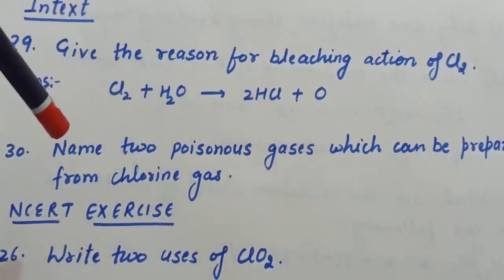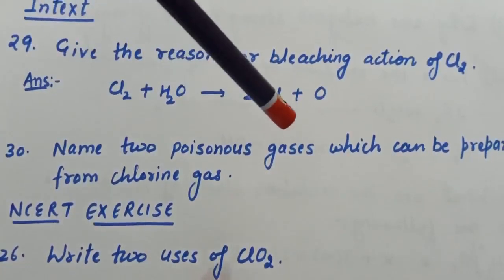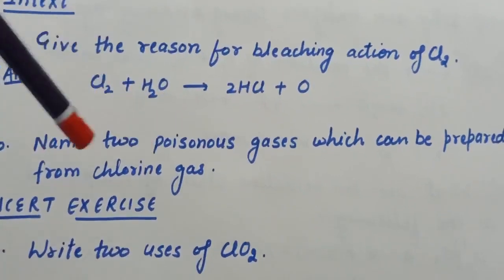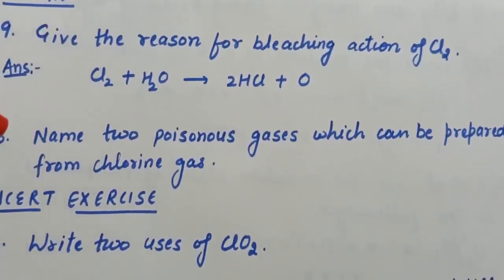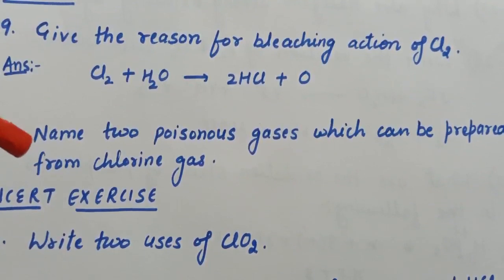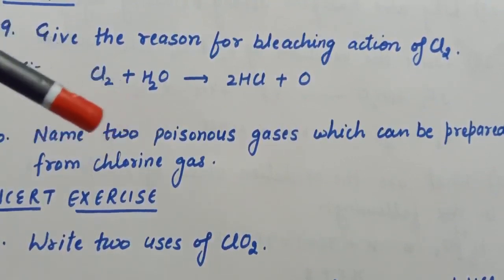Next question is, name two poisonous gases which can be prepared from chlorine gas. The answer for this question is phosgene and tear gas are the two poisonous gases which can be prepared from chlorine.